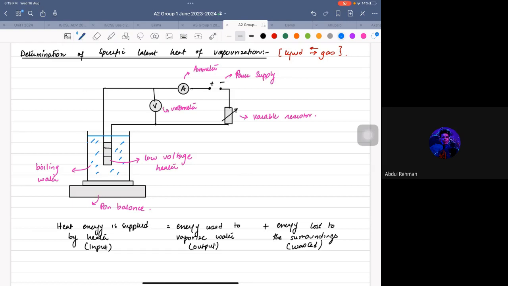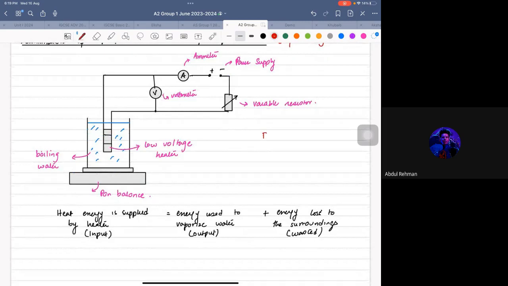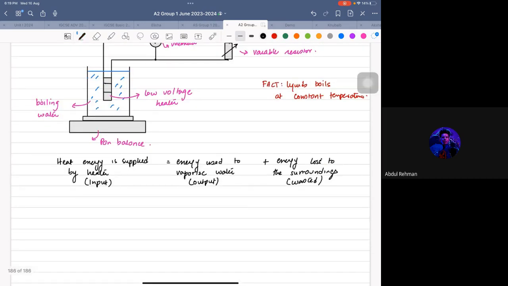Now the interesting part is that we do not want to do anything to the temperature, because the fact you need to remember is that liquids boil at constant temperature. So you don't need to maintain the temperature like we did yesterday for the specific heat capacity. Which means we can take two readings, reading 1 and reading 2.